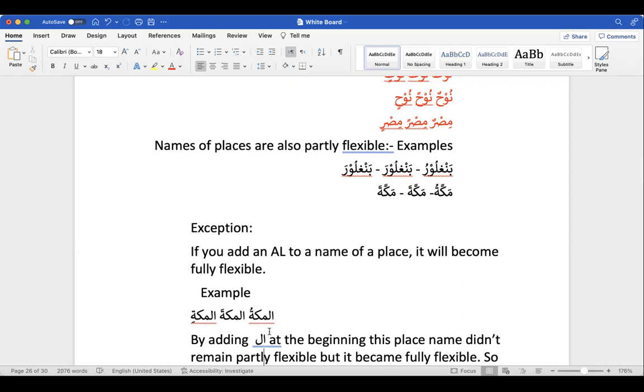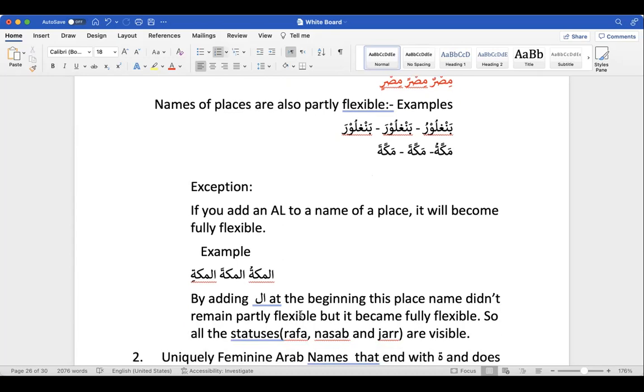But if we put al on it, then, for example, if I had to say the Makkah, al, generally it is mu'arifa, it is a proper noun. If you put al on any ism, you actually make it proper. In English we say proper noun and common noun. If you say al Makkatu, you are actually making it proper, and you are putting some emphasis on it. In English we generally translate al Makkatu as the Makkah. Makkatu, you will say a Makkah, but al Makkatu is the Makkah. So if you put al on it, then it becomes fully flexible.